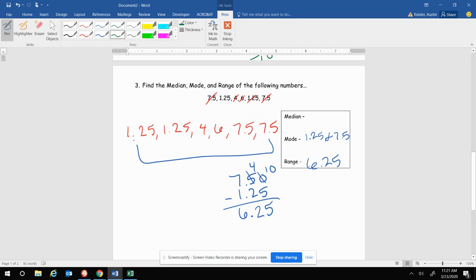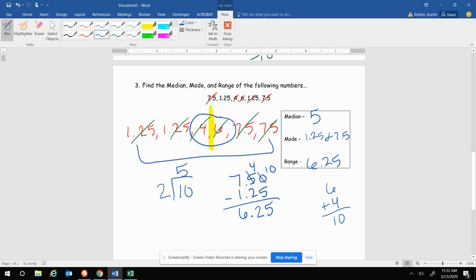I'm looking for the middle number, so I cross off the furthest out. Then I cross the two out that are on the outside again, and then I have two numbers left in the middle. So I'm looking for what's right here in between those. Well, we're going to do the exact same thing we did on the last one. You might already know what's halfway between 4 and 6, but if you don't, we're going to add them and then divide by 2. So 6 plus 4 is 10, and then 10 divided by 2, we know is 5. So my median, the middle of that number set, is 5.